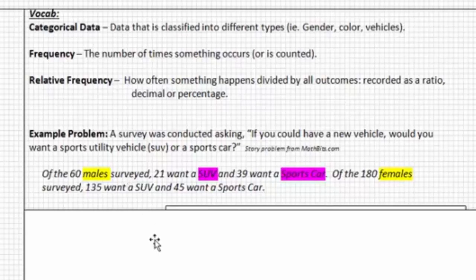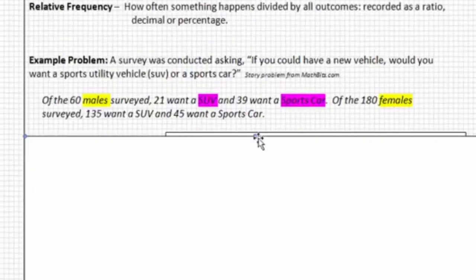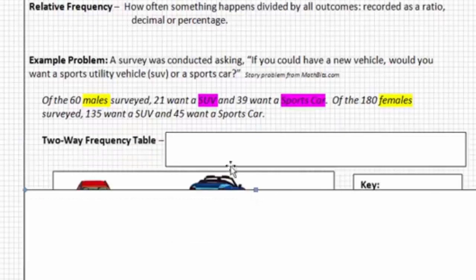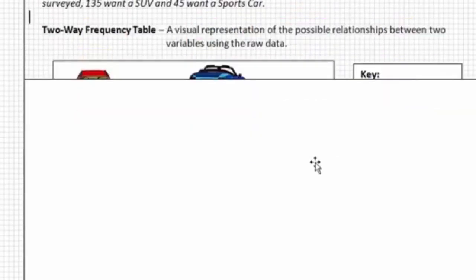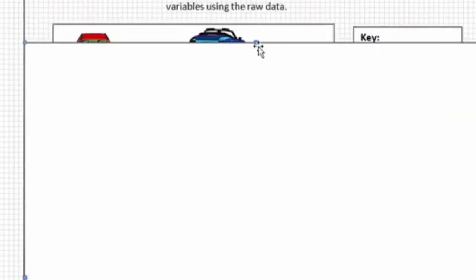A two-way table is helpful because it's a visual way, and I'm about ready to uncover this. A two-way frequency table is a visual representation of the possible relationships between the two variables using the raw data. So our two variables were gender and the type of car, and now we're going to set up a two-way frequency table for that.